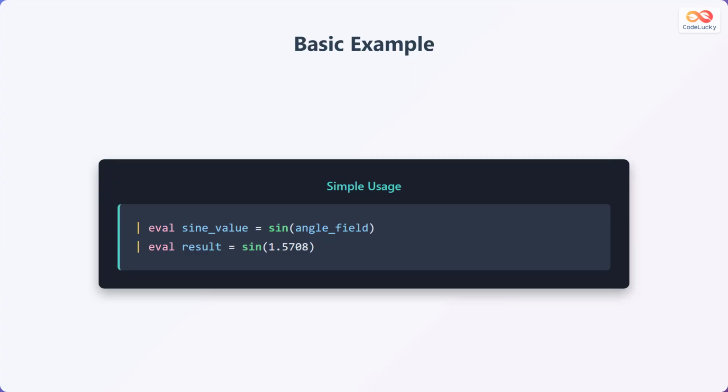Here are two practical examples of using the sine function in Splunk queries. The first example shows how to apply the sine function to a field containing angle values. You use the pipe symbol followed by eval, then assign the result to a new field called sine_value equals sine of angle_field. The second example demonstrates using a literal numeric value. You write pipe eval result equals sine of 1.5708. This specific value represents pi divided by 2 radians, which equals 90 degrees.